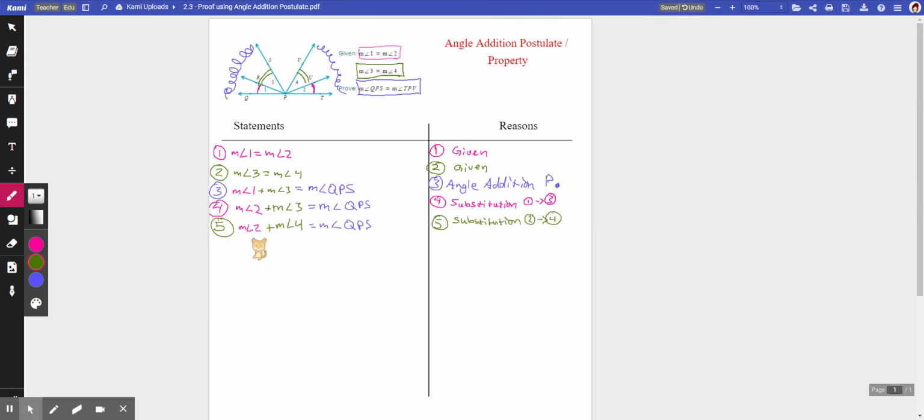Now for statement 5, I just copied down statement 4, but I replaced angle 3 with angle 4. The green angles I swapped out. You can go all the way from 3 to 5 and just do a double replace, like replace angle 1 and angle 3 at the same time. It's just a little easier for me to show you what I'm doing if I do it one step at a time.